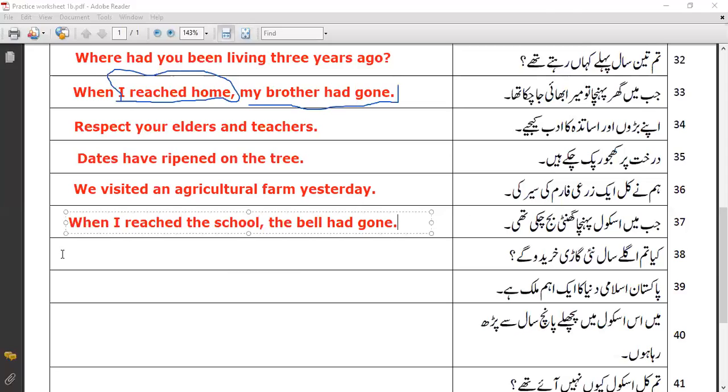Okay, but I think if you write rung, you might get marks for the bell had rung also.